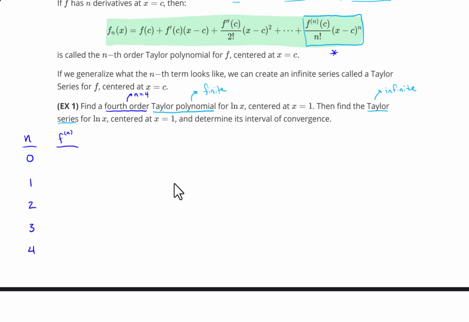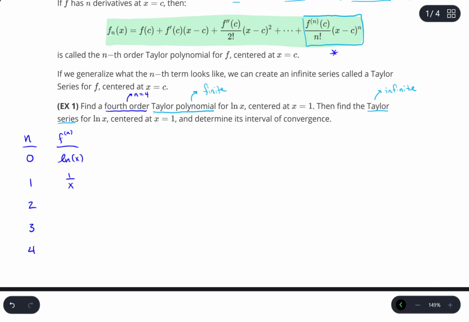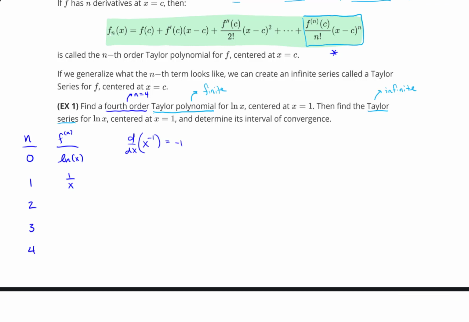So the 0th derivative, that's just going to be the original function, so natural log of x there. That's fine. The first derivative of natural log of x we know to be 1 over x. The second derivative, what we need to do there is just rewrite the first derivative as x to the negative 1. When we differentiate this, we bring the exponent down and subtract 1 from that exponent. So that's x to the negative second power, or I could write it as negative 1 over x squared.